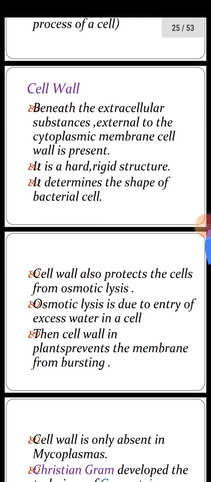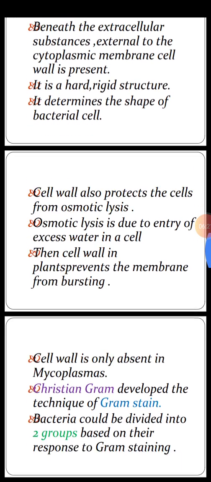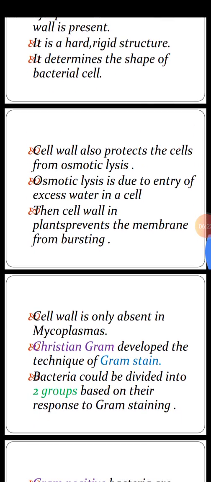Next, the most striking and characteristic feature of bacteria is the cell wall. Beneath the extracellular substances, external to the cytoplasmic membrane, the cell wall is present. It is a hard, rigid structure and it determines the shape of the bacterial cell. Its function is to protect the cells from osmotic lysis. Osmotic lysis means entry of excess water into a cell.